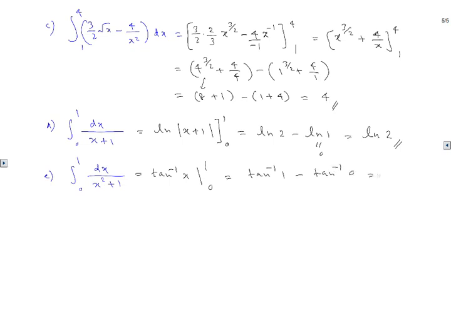How much is tan inverse 0? Tan 0 is 0, so tan inverse 0 has to be 0. How much is tan inverse 1? For what value do you get 1? For the value pi over 4 you get 1. So it's pi over 4 minus 0, so the answer is pi over 4.